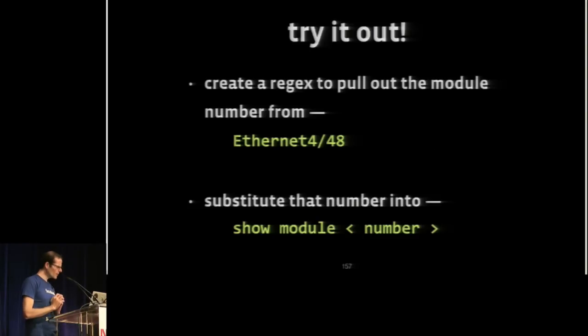Okay, so that was a lot to throw at you real quick, so I want to break for another quick try it out section. I want you to create a regex to pull out the module number from what I've shown here, Ethernet 4/48. In your IPython shell, create a string that's equivalent to Ethernet 4/48, and then try to build a regex that will match against this and specifically pull out just the number 4. Once you get that, try substituting that number into the command show module and try printing that.